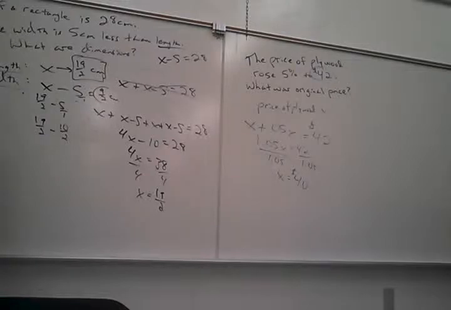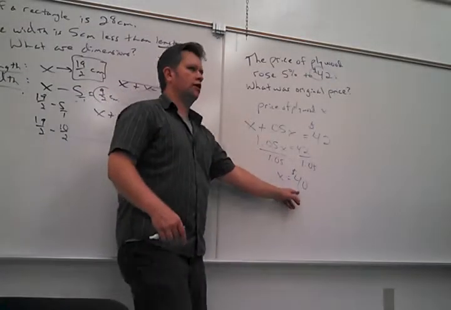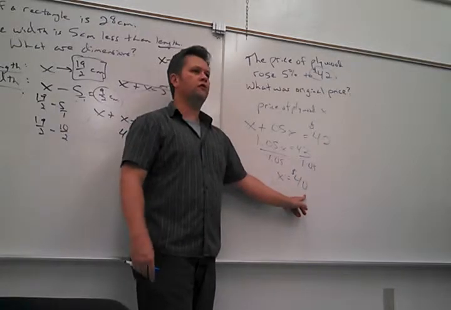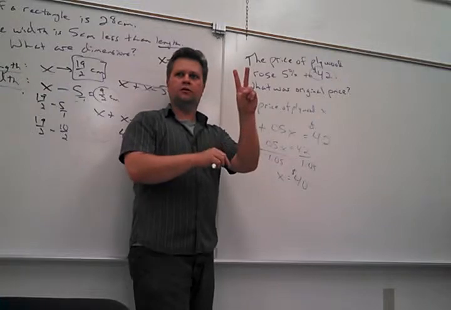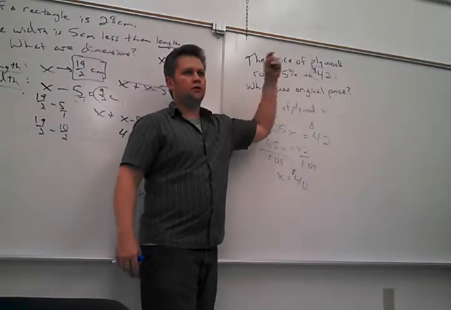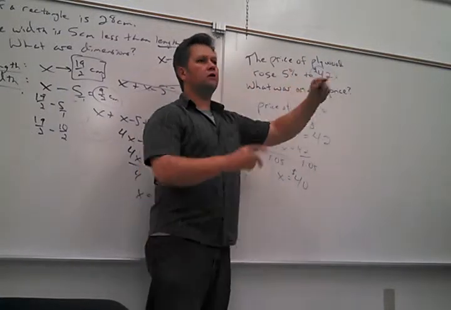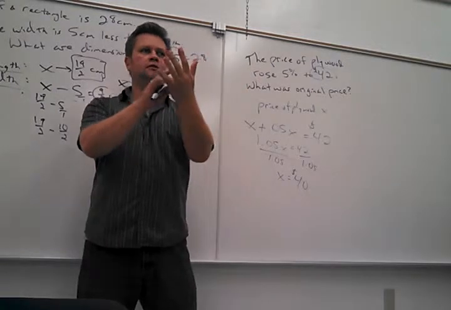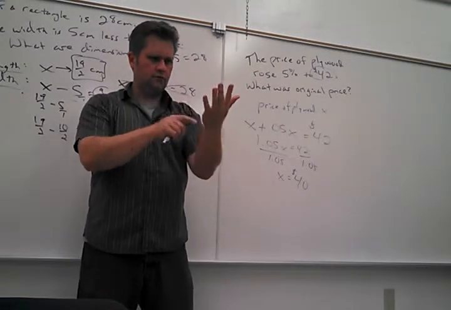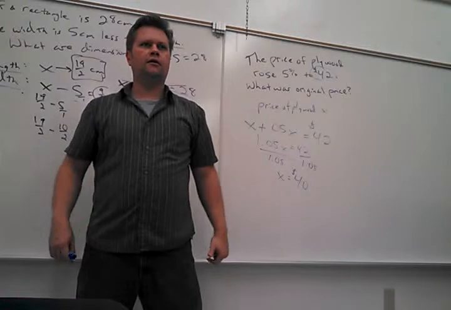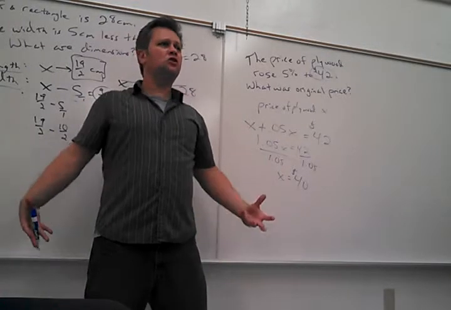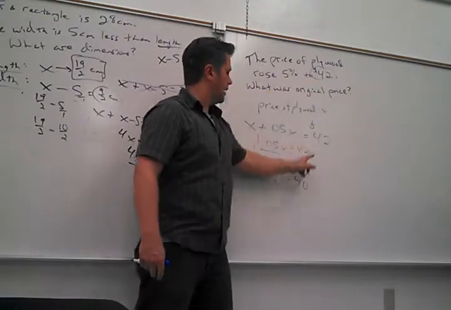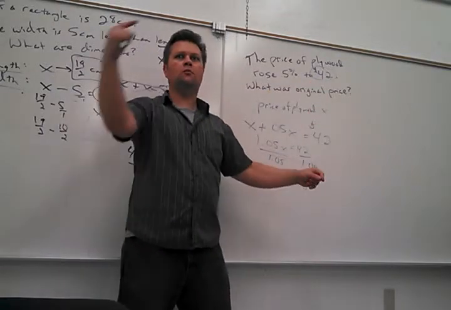How do you check yourself? So if it's $40 originally, it goes up by 5%. What's 5% of 40? 2. And what's 2 plus 40? 42. Sweet. If I take 5% of 42, what do you get? I get $2.10. I get 10 cents too much. If I subtract that from this, I'm not going to get to the real original price. I'm going to go more than it.